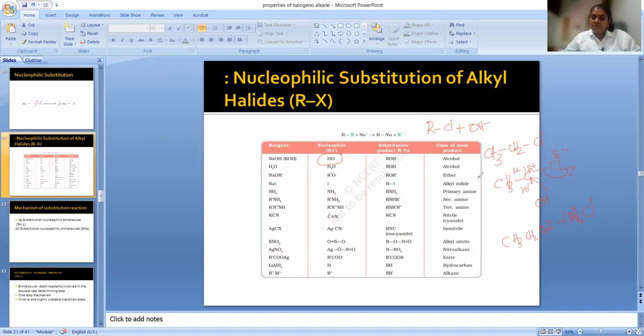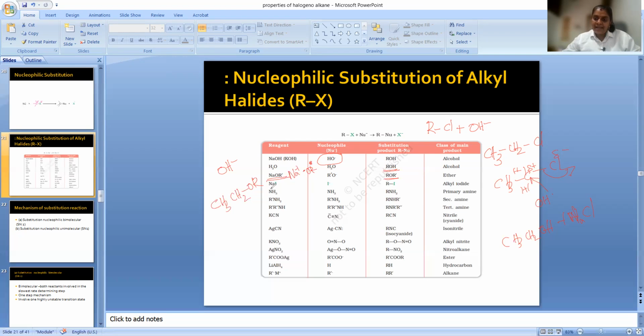So this results in the formation of ROH. If water is there, the same reaction happens, OH minus comes in again, and we get ROH. If NaOR is there, it splits into Na plus and OR minus. Since the minus is on oxygen, OR minus is the nucleophile. What will happen? CH3CH2Cl will move, and in its place OR will come. In this way, we will get ROR dash as the product.